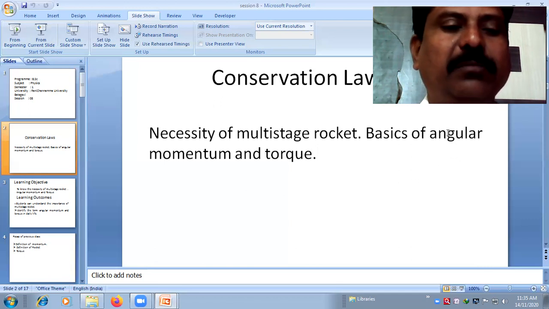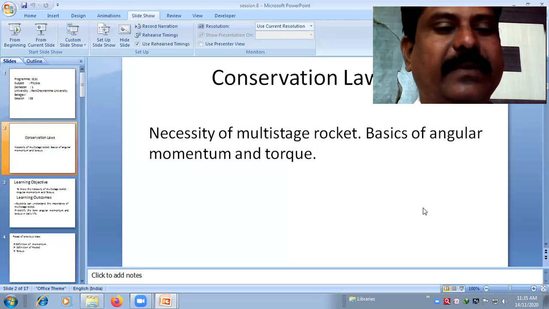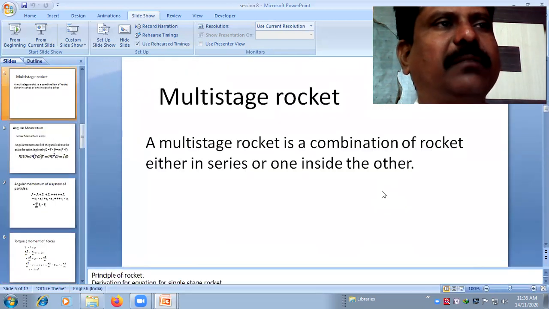The angular momentum of a particle about a fixed point is the moment of linear momentum. The moment of linear momentum about a fixed point is nothing but angular momentum. That is the definition of angular momentum. Let us see how you get angular momentum.